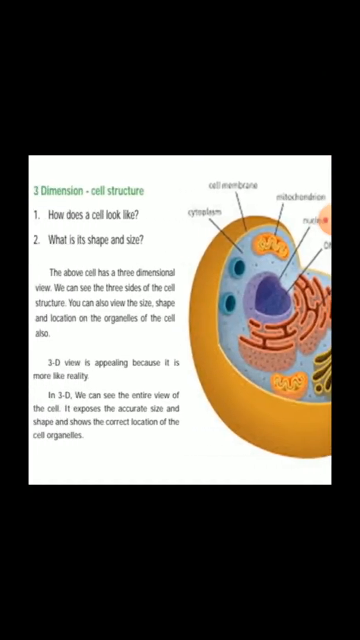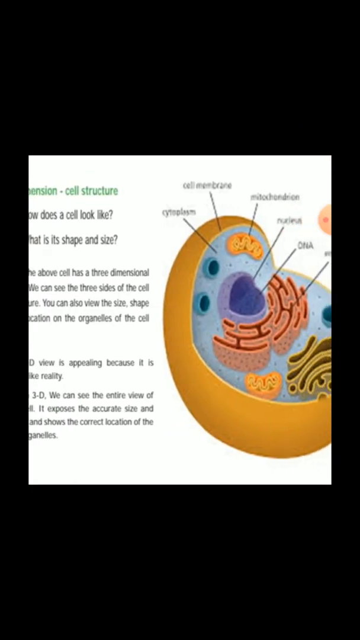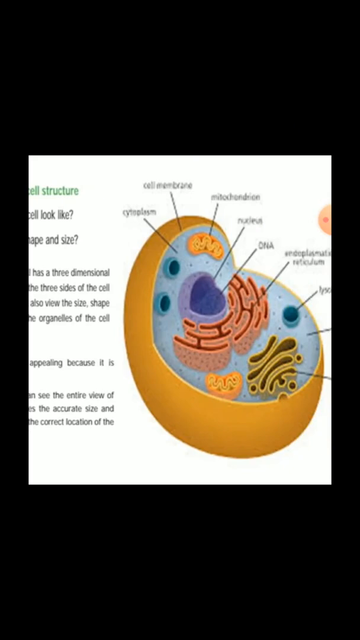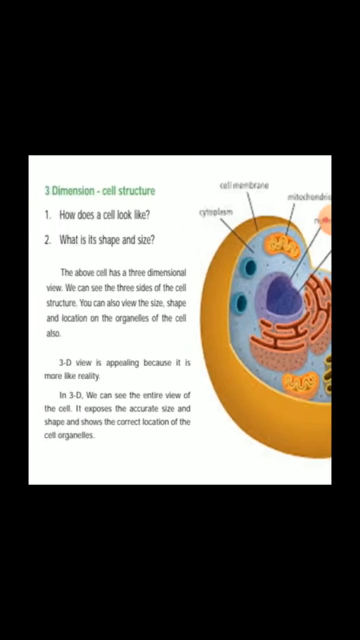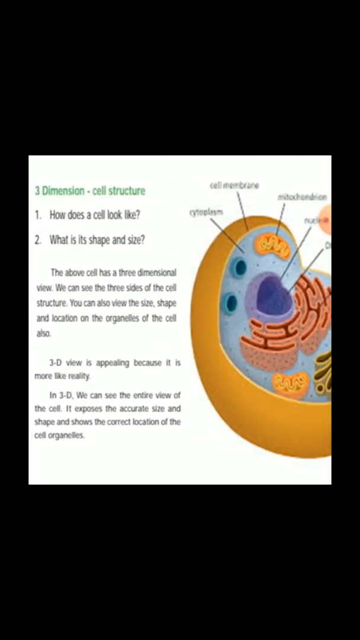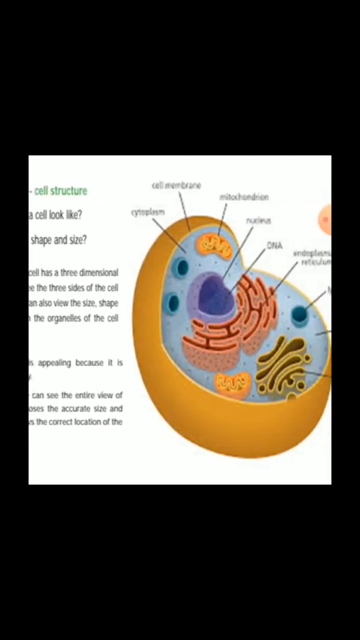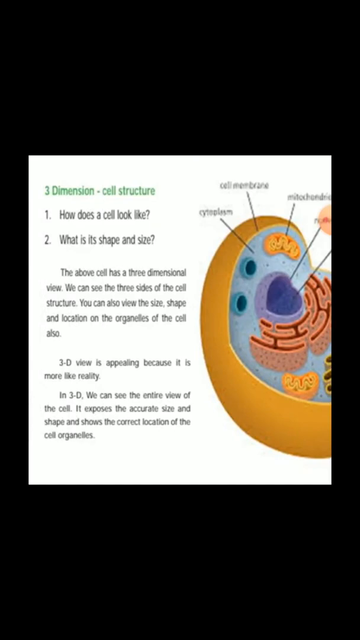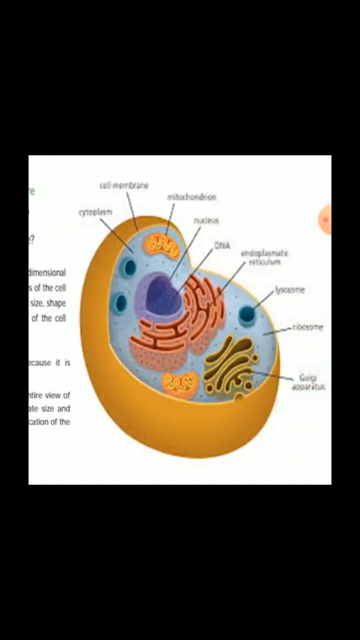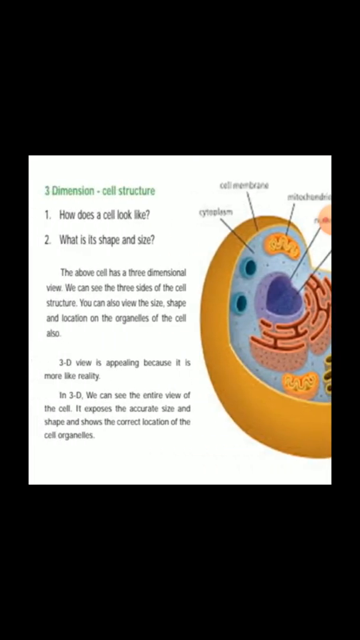You can also view the size, shape and location of the organelles of the cell. This is the 3D pattern, children. The 3D view is appealing because it is more like reality. If you see the 3D view, it is like a real one. In 3D view, we can see the entire view of the cell. It shows the accurate size and shape, and the correct location of the cell organelles.